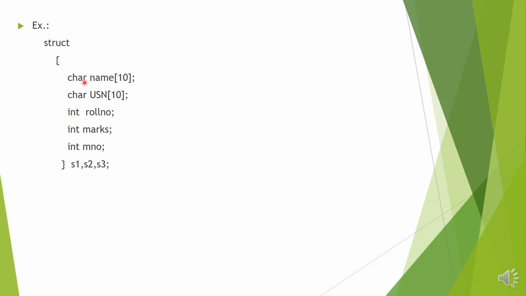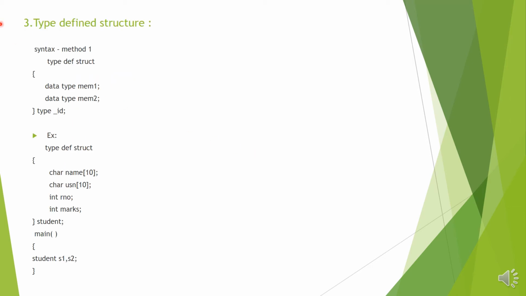The data type is char. Name of the variable is name with size 10. Second is character data type. Name of the variable is USN with 10 characters. Then roll number is integer data type. Marks is integer data type. Mobile number is integer data type. Then the structure definition ends here. It is followed immediately by three variable names S1, S2, S3. So this structure stores the details of only three students with the variable names S1, S2, S3.